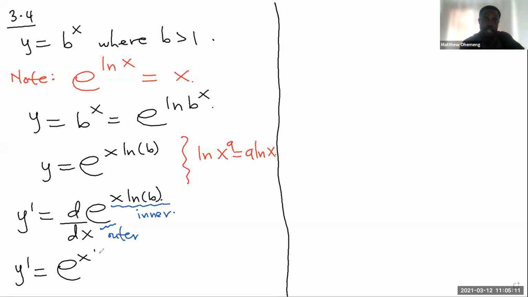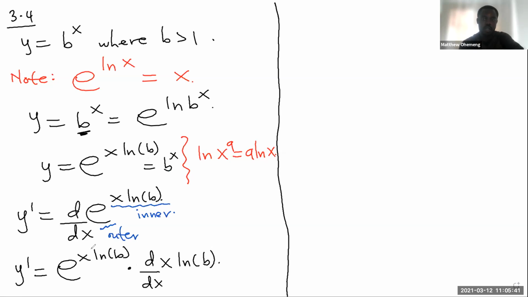So just x ln of b times the derivative of what? The baby. So times differentiate the baby. What's the baby? x ln of b. So differentiate the inner function, x ln of b. Moving forward with this proof, for this side, don't forget that e to the x ln of b is the same as the y. In other words, the same as b to the x.